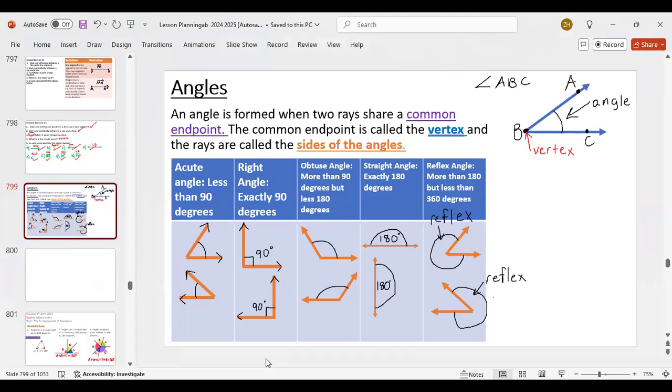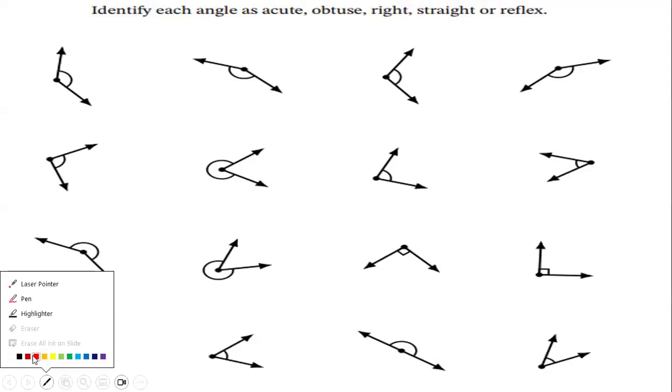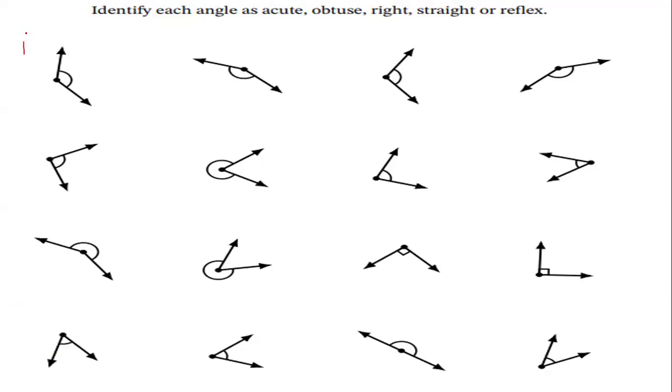Okay, good. So let's go ahead and answer these. Let me change the slide for you. Let me number them. This is number 1. Put your answers inside the chat for me, please. This is number 2, number 3. So we want to label them acute, obtuse, right, straight, or reflex. Number 4, number 5, number 6, number 7, number 8. Everyone should be answering this in the chat for me, please. Identify which one of these is which.